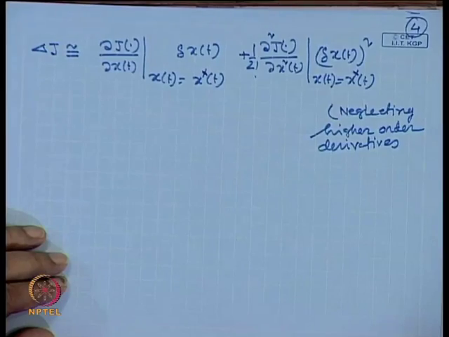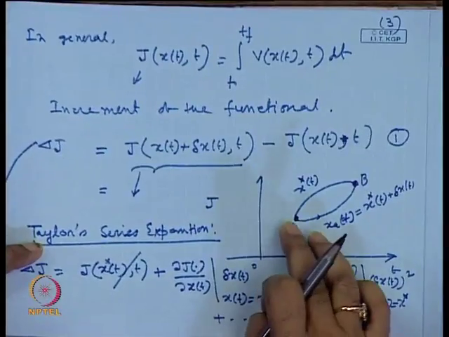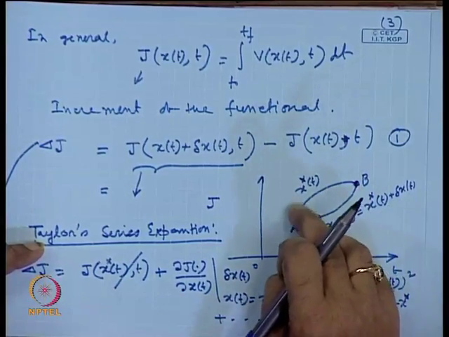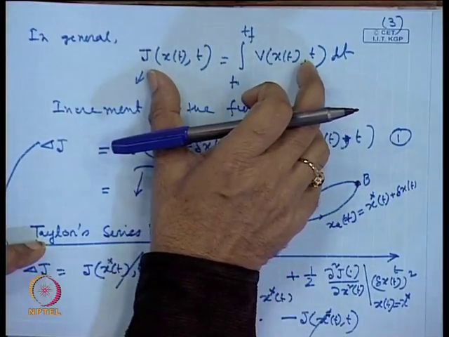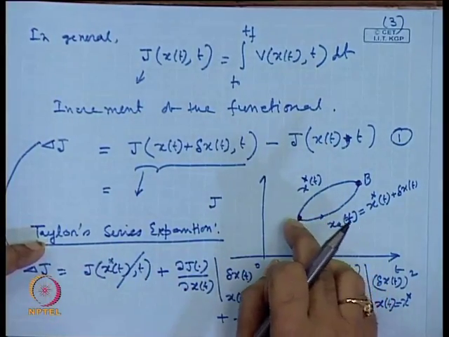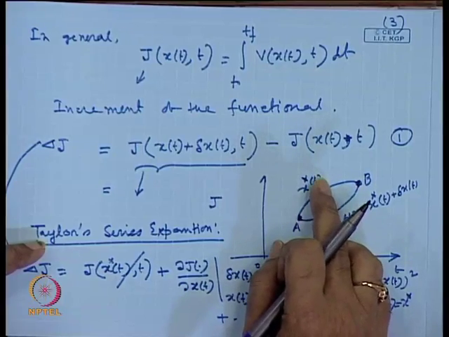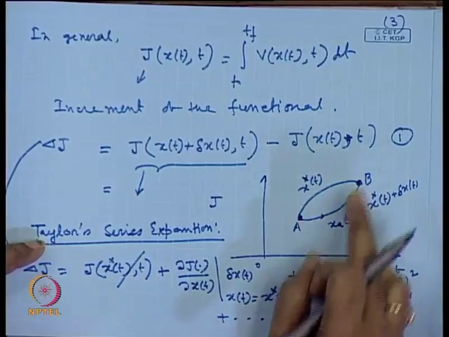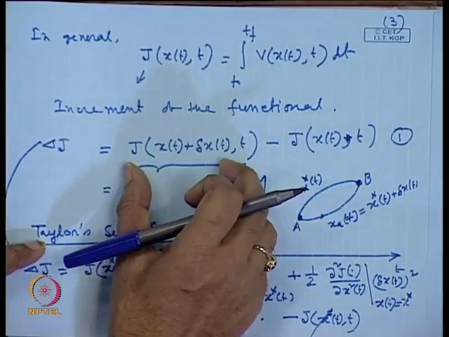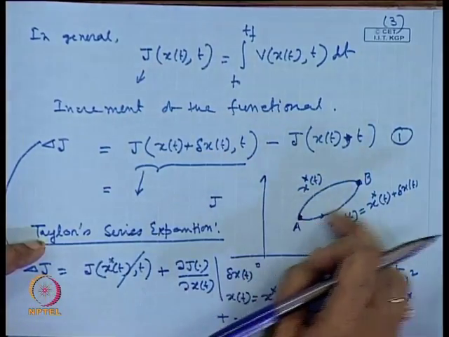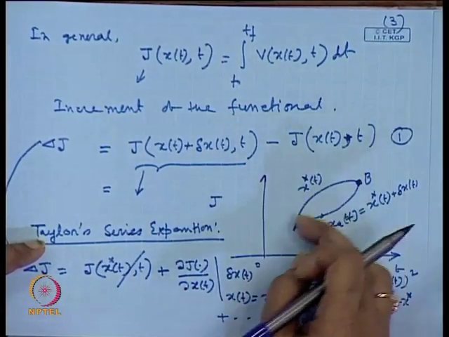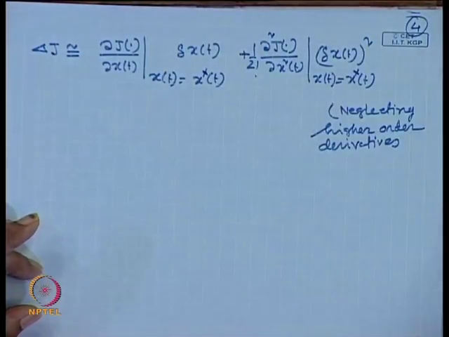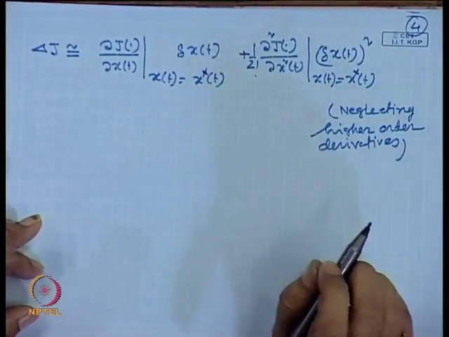Though I have shown this as an example, it is general. A point A is there, and we have to move to point B along the trajectory; x star is the optimal trajectory, for which the functional value is minimum. Around this path, in the very neighborhood of x star, the optimal path, there is another path. Then what is the functional value of this one? The difference of the functional values of the optimal trajectory and the suboptimal trajectory comes like this, while we have neglected the higher order derivative terms.